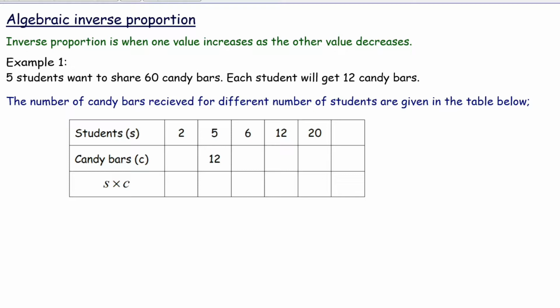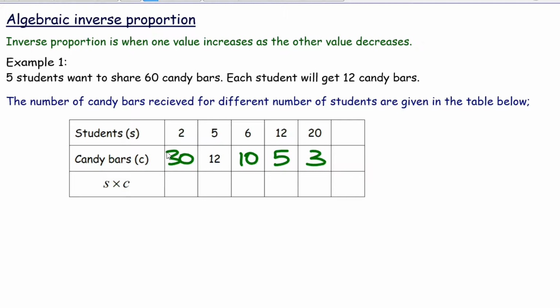How about if there are only 2 students for 60 candy bars? Then each student will get 30 candy bars. How about if there are 6 students? Each student will get 10. How about if there are 12 students? Then each student will get 5. How about if there are 20? Then each student will get 3 candy bars.